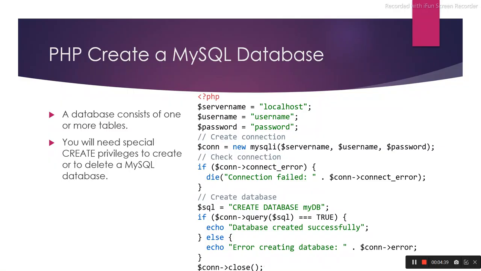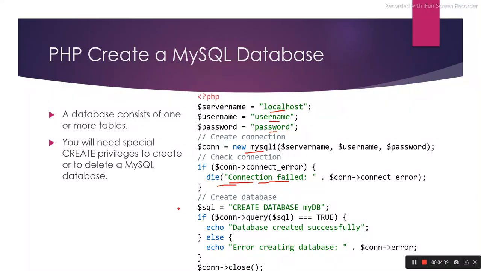Now, as you already know, the database may consist of any number of tables. So first you need to create the database, and then you need to create the tables inside the database. As you can see here, as usual, you have your localhost server name, username, and password. Then create the connection object and check whether the connection is created successfully. If there is any error, you print the error message and then die. Die means it closes the session. Otherwise it will continue with the work.